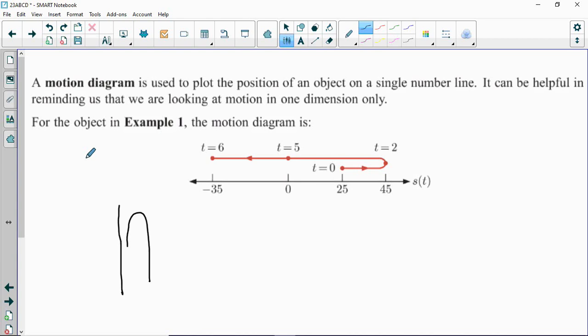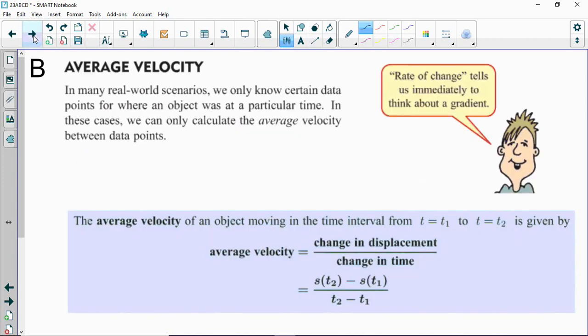I'm just bringing the motion diagram to your attention in case you've seen it before, in case it just feels better to you, and also since we will see it in the book's answers later on in this video, so I figured just get it out of the way. Anyway, now we're in section B, which is average velocity.